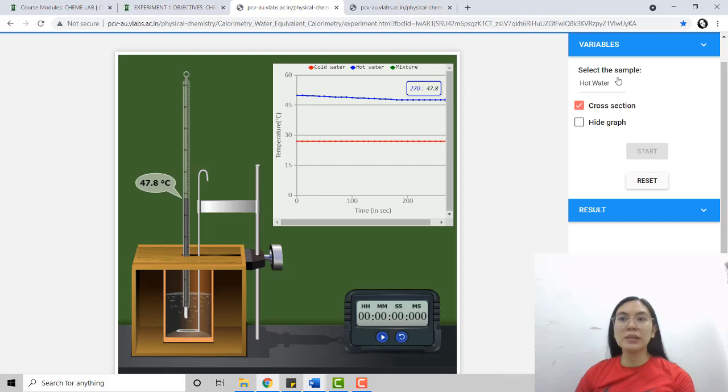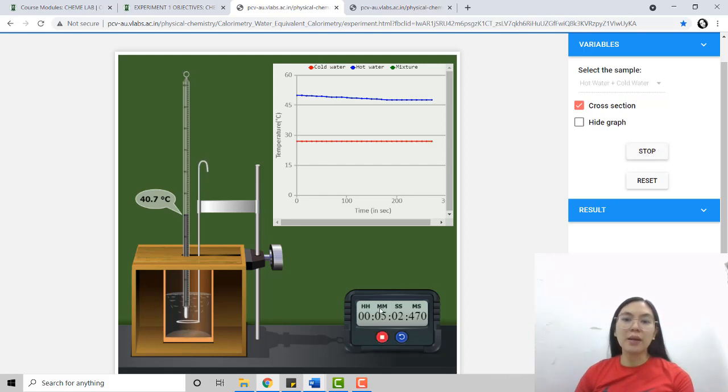Then you select the sample and you will be mixing the two together. Just click on hot water plus cold water, and of course, click on start. Then you wait for the timer to stop. After that, you record the final temperature as it will be required in the file that I will be giving you. So that is the very first simulation experiment that you will do.